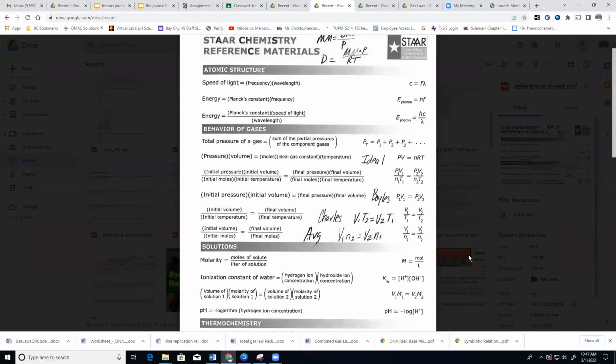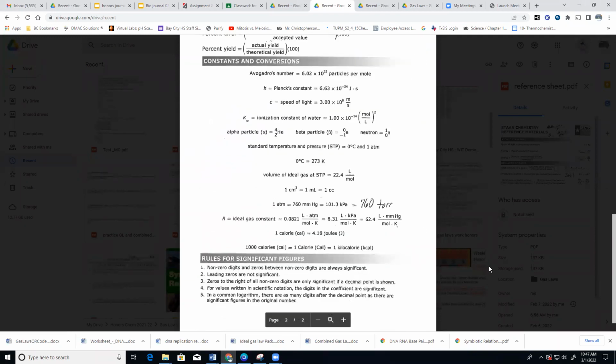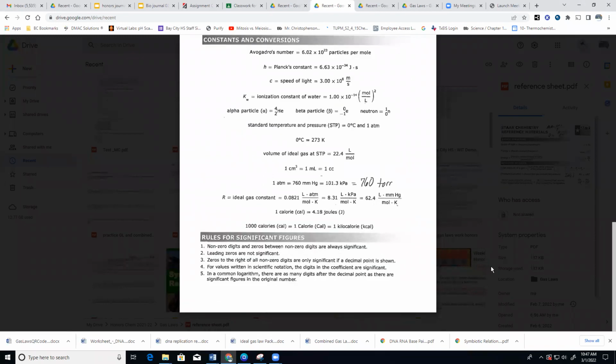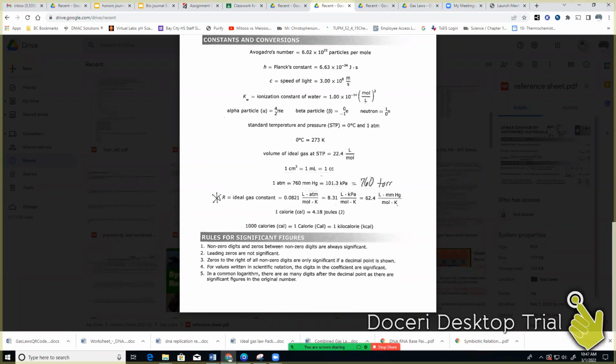And the ideal gas constant is also on your reference sheet, down here under your pressures. So here is your ideal gas law constant. And if you notice, it can have several different values. What differs with each of these is what unit the pressure is in.